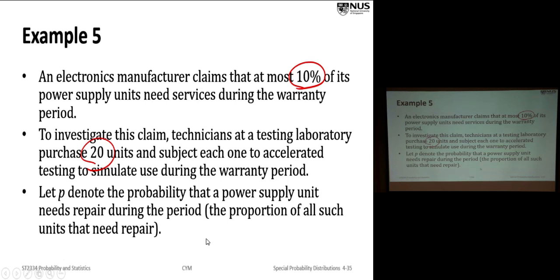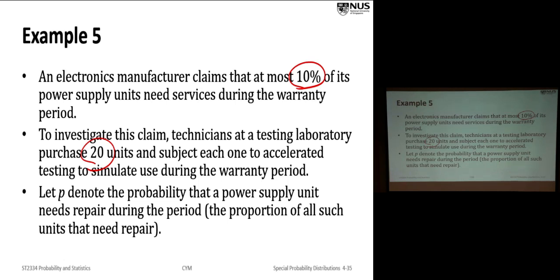Now, the problem is like this. The manufacturer has some claim about the probability of sending for service during the warranty period. This item is a power supply unit. Don't worry about what product we are talking about. Just a 10% chance that it needs service during the warranty period. That's what he claims. But maybe he is wrong.